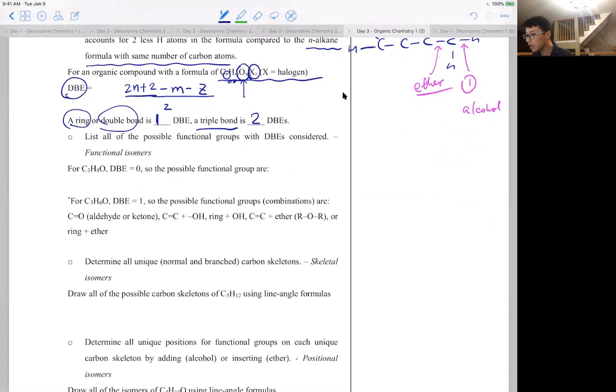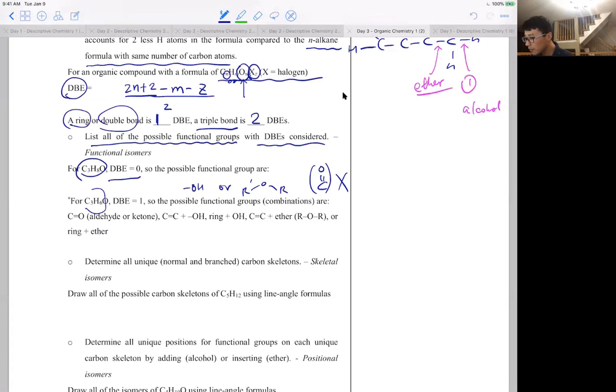So our strategy when you have a formula is, first, you list all of the possible functional groups based on the DBE. I have an example here. For example, C3H8O. So you calculate the DBE is 0, which means you can only have either an OH or an ether, right? Which means you cannot have any CO double bond. So this is very important. You need to work on the DBE first.